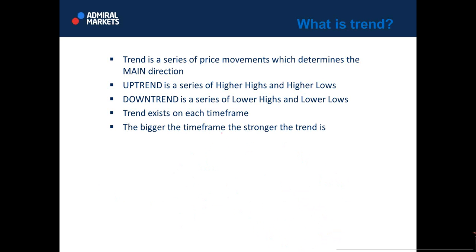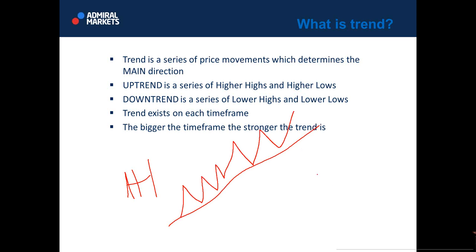Of course, the bigger the time frame, the stronger the trend is, but because we are intraday traders, we want to spot a trend on the 1 hour chart. A perfect trend will always look like this. This is the trend line, and we see rejections or closes at the trend line.